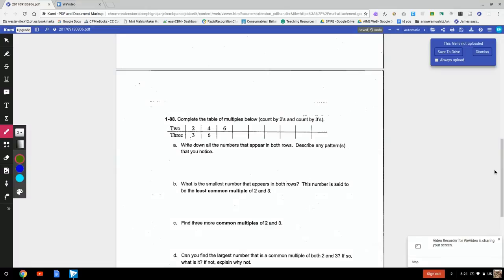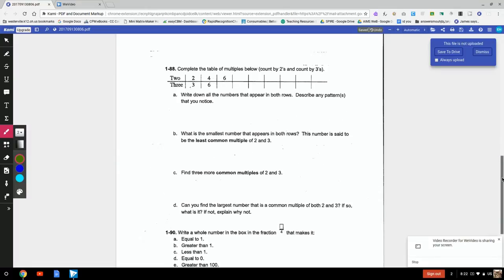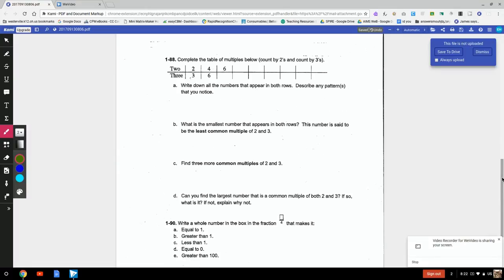188, we've got a little table here with multiples. Just write down the number that appears in both rows. So look, you're going by 2s. So of course the next one's going to be 8. And then here you count up by multiples of 3: 3, 6, 9, 12. Just fill out the rest of the chart. Don't forget on A here, describe any patterns you notice. So we just need a little written statement right here.